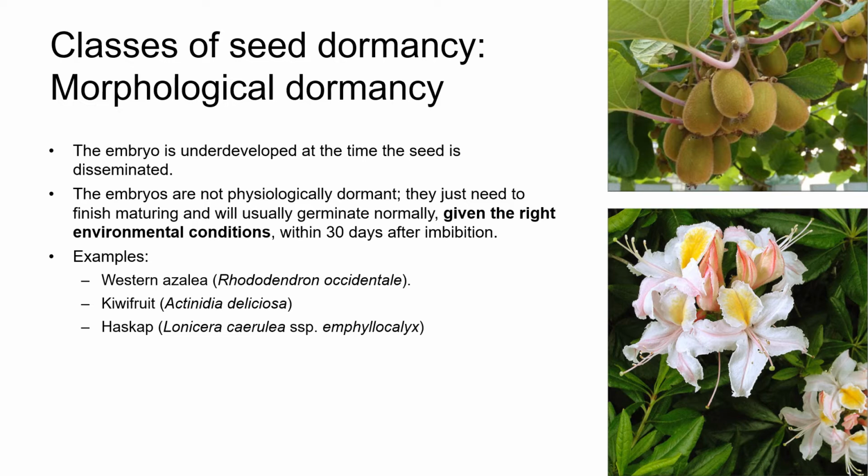Examples of seed that have morphological dormancy are our California native, Western azalea, and kiwi fruit, and blue honeysuckle or haskap, which is a shrub that produces fruit that looks like elongated blueberries and has been gaining in popularity in the US in recent years, in line with the increasing interest in edible landscaping.